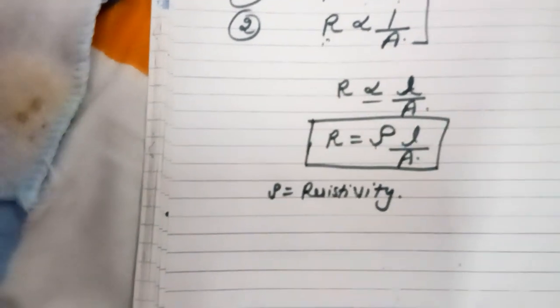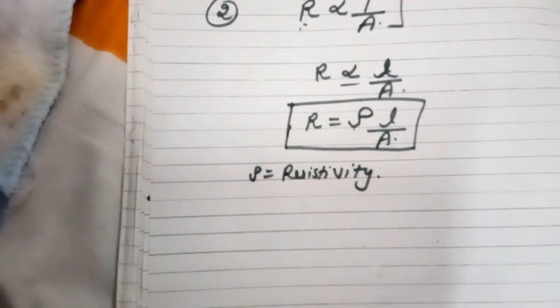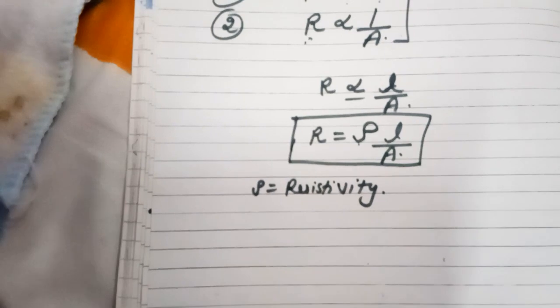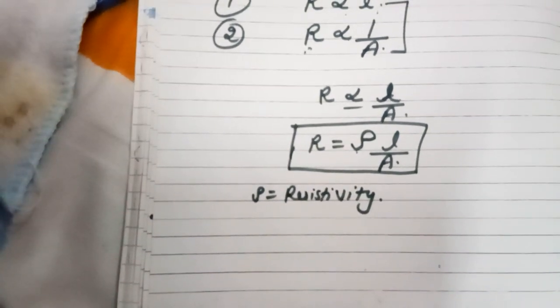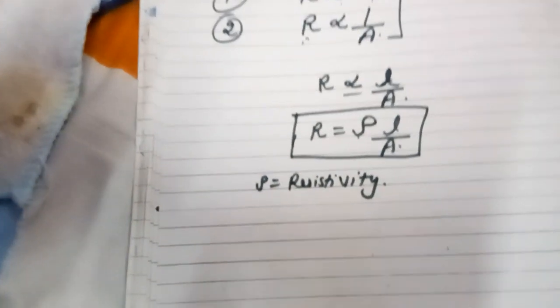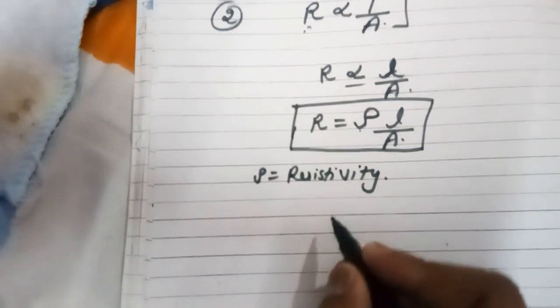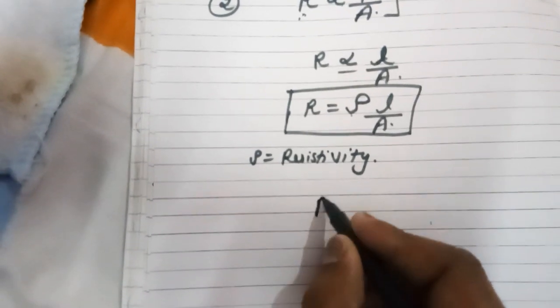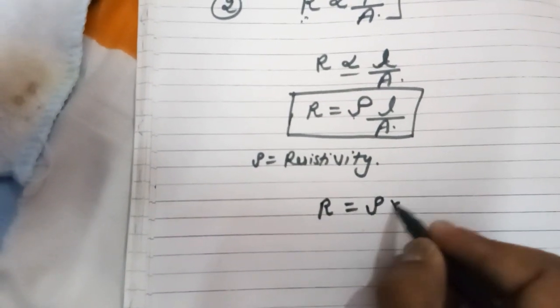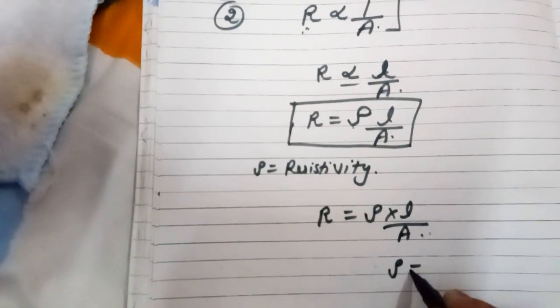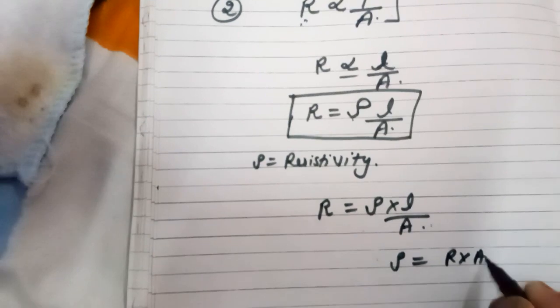So what is resistivity? When we find the value of resistivity, see, R equals rho into L upon A. So rho equals R into A upon L.